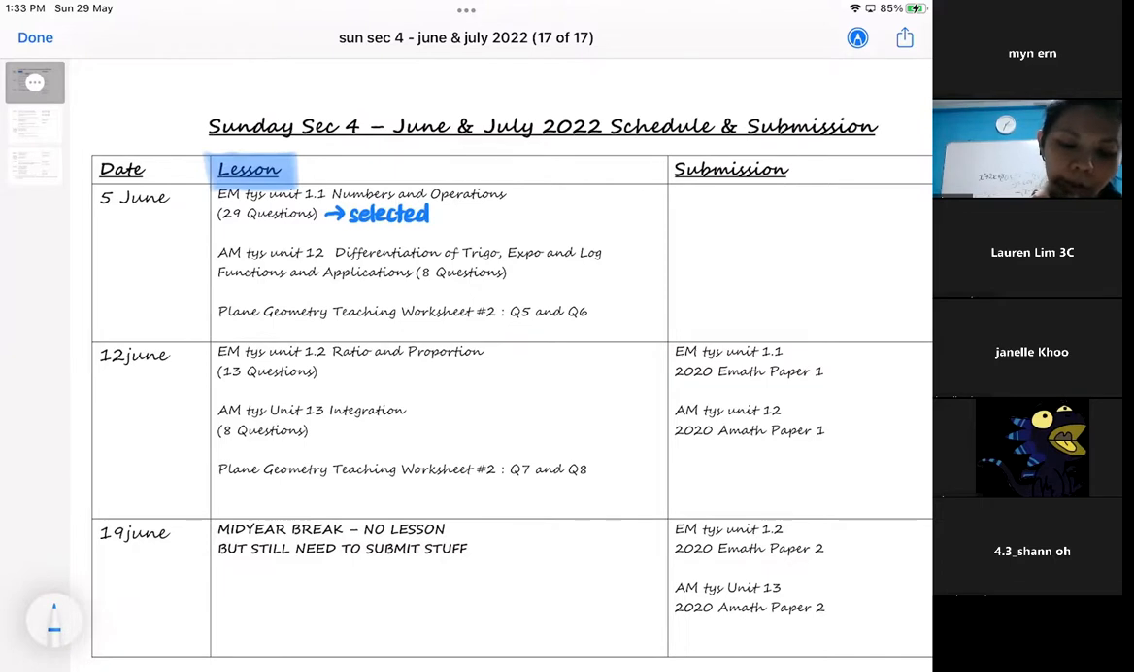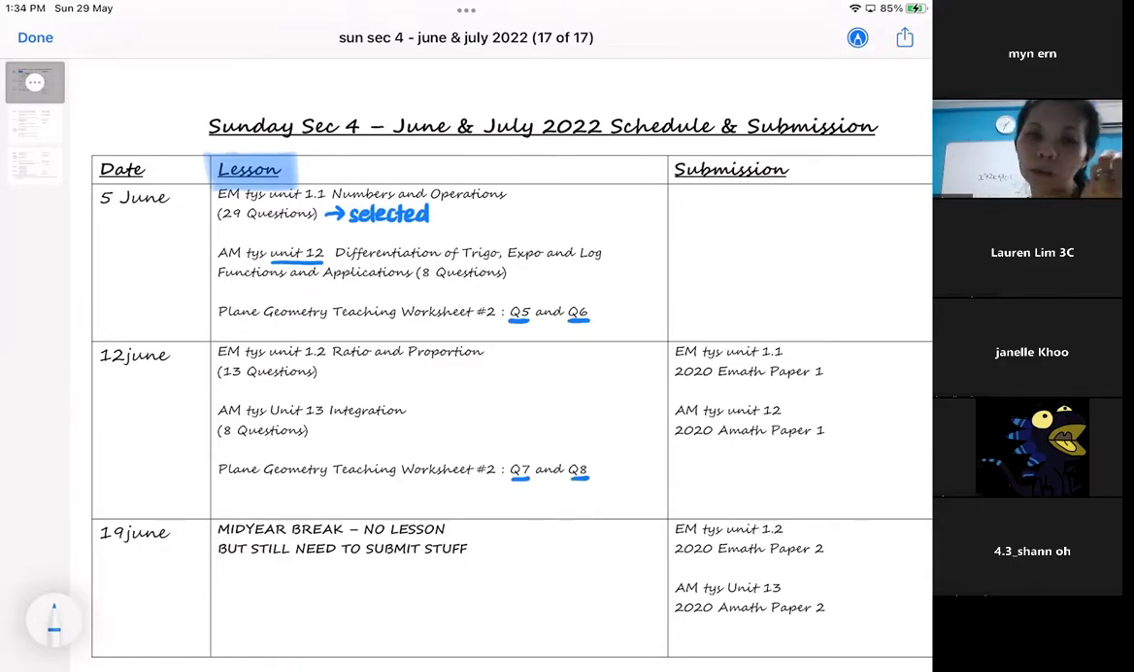Then for the A-Math part, for example, I chose unit 12 to start with. If I choose unit 12, there's only 8 questions, so I won't be choosing. All of you will be doing it on the spot. For the A-Math part, we have more because every lesson I'll be going through two questions on plane geometry.